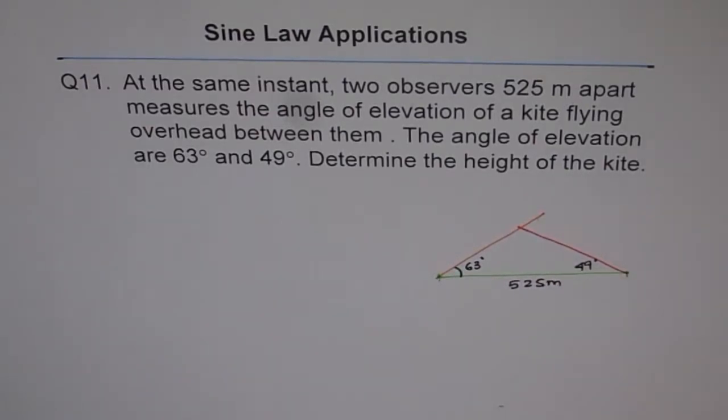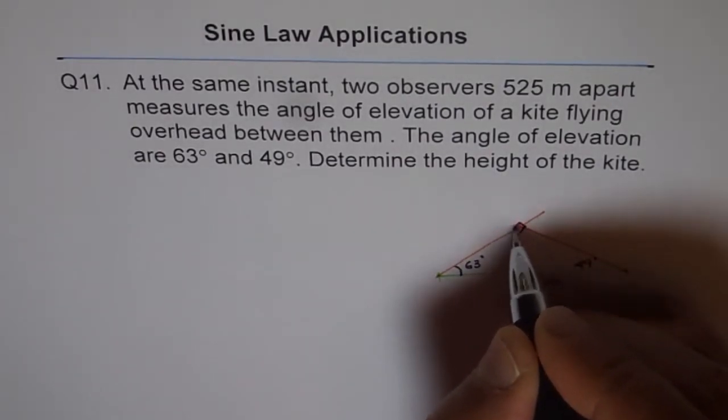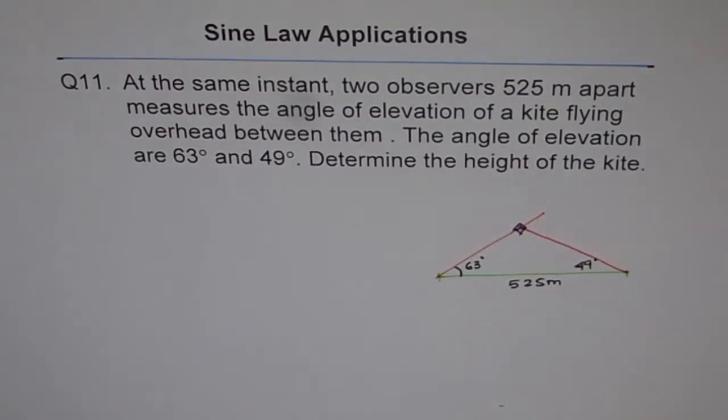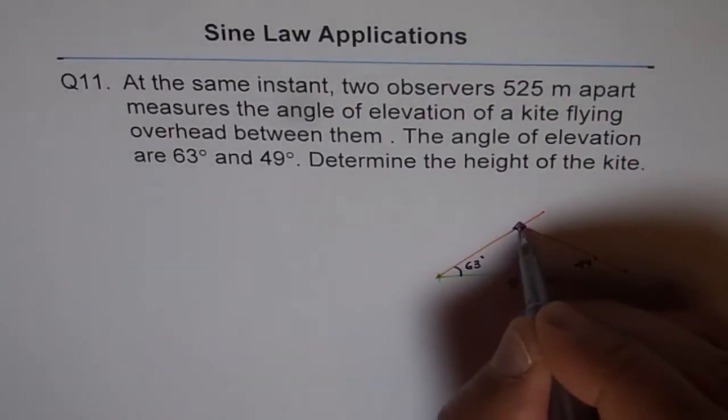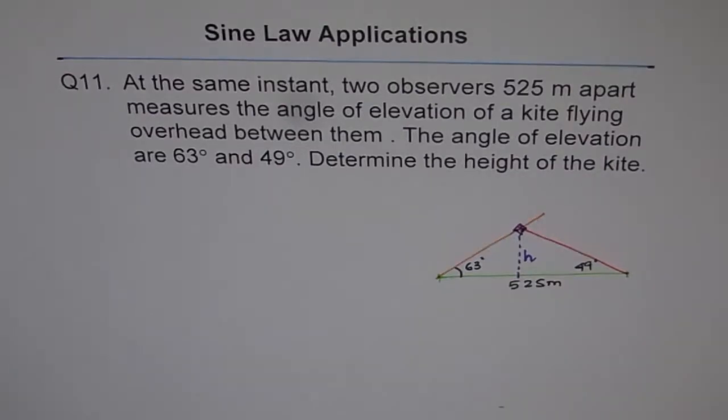And what do you need to find? You need to find the height of the kite, right? You need to find the height of the kite, which is this height. My suggestion is that you try this problem using sine and cosine law or even without them, correct? So that is how it is.